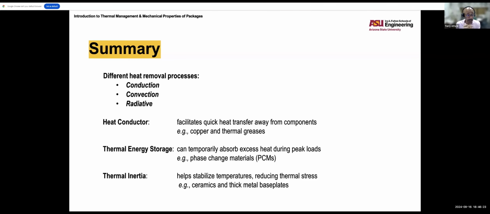Okay? And then we talked about heat conductors, which facilitate moving the heat away very quickly: copper, thermal greases. Energy storage, things that can absorb heat very quickly, like phase change materials. Thermal inertia, those that help stabilize the temperature, so they reduce the risk of thermal stress. Examples: ceramics or really thick metal base plates. Okay, do we have any questions?